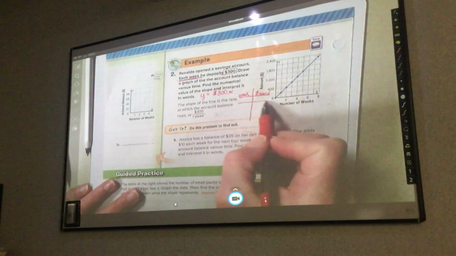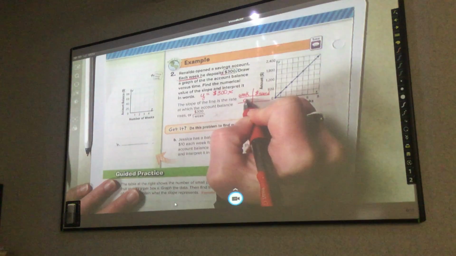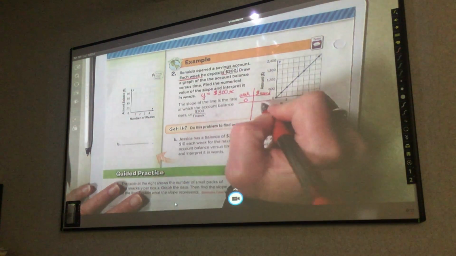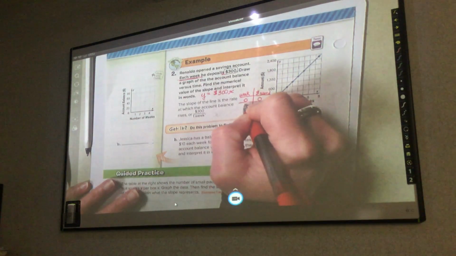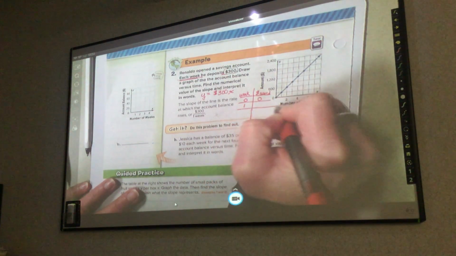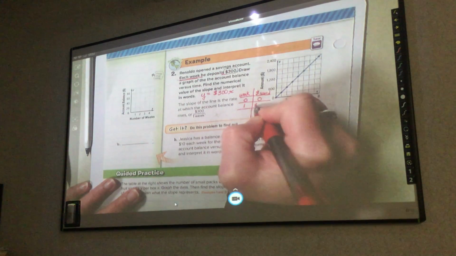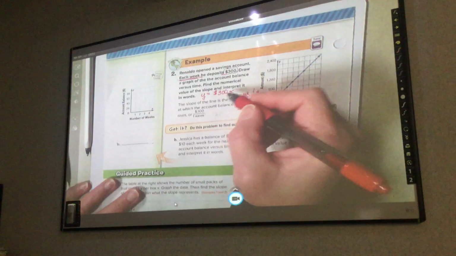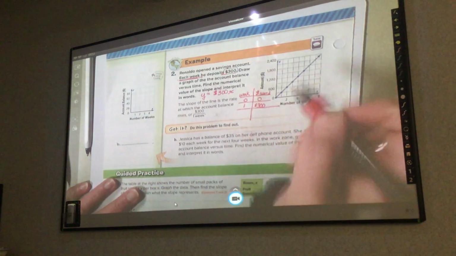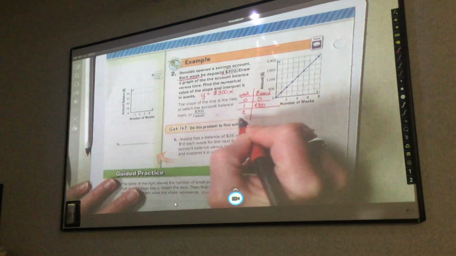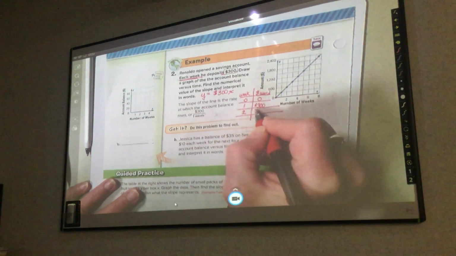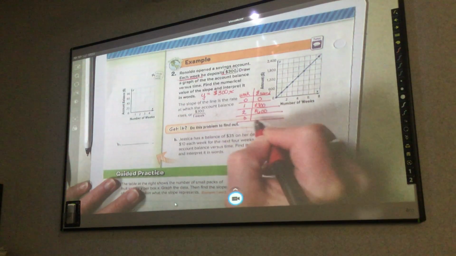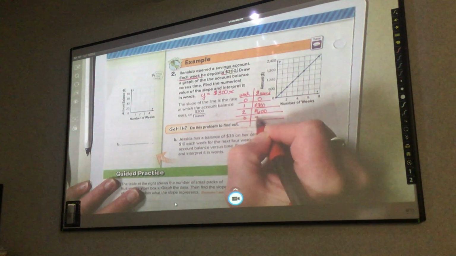So, if I save 0 weeks, how much money did I save? $0. In 1 week, how much did I save? 300. How do you get 300? Go to the equation, right? 300 times 1 is 300. In 2 weeks, 600. In 3 weeks, 900.